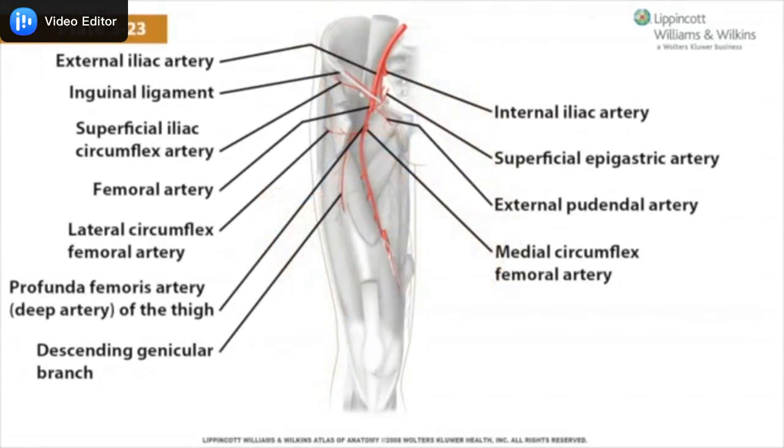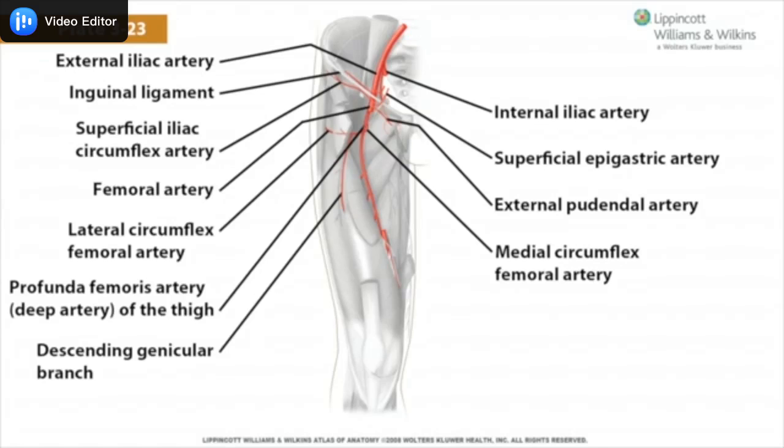The lateral circumflex femoral artery also gives off a descending genicular branch that contributes to the anastomotic circulation around the knee joint. For more information on the genicular arteries, download the Solid Anatomy lecture on the knee.